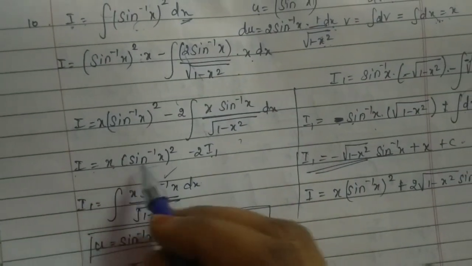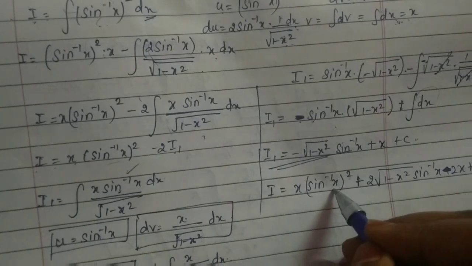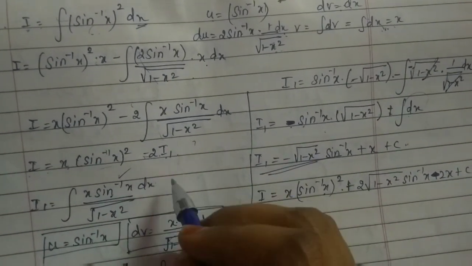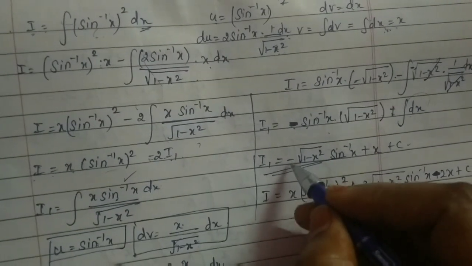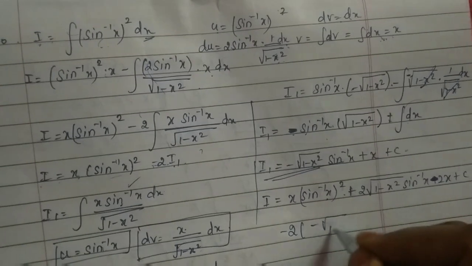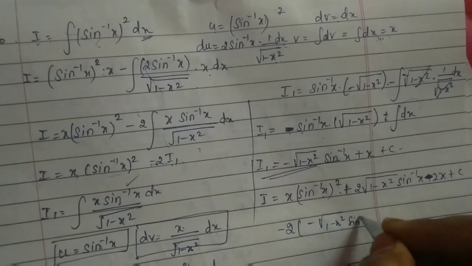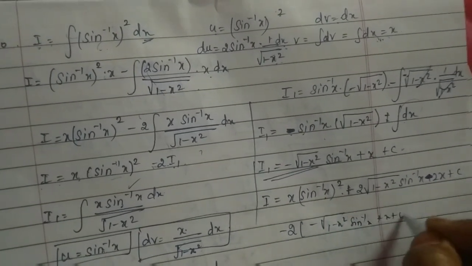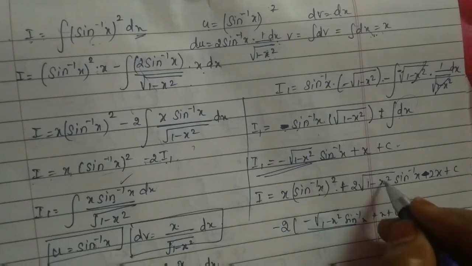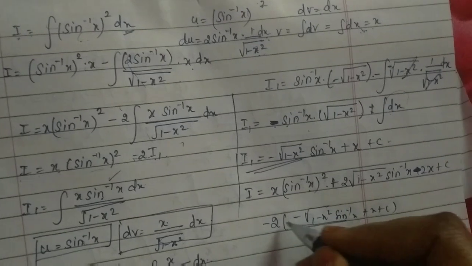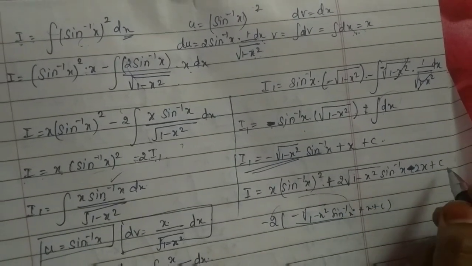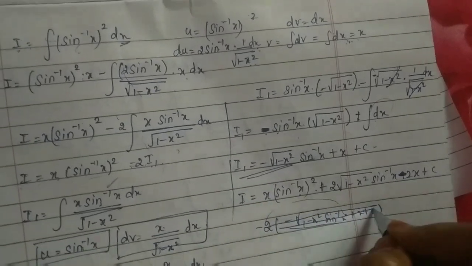I equal to x into sine inverse of x the whole square plus minus 2 into I1. Therefore minus 2 into I1. Minus 2 into I1 value is minus root of 1 minus x squared into sine inverse of x plus x plus c. Therefore minus 2 into this term you will get plus 2 into root of 1 minus x squared into sine inverse of x. Now when you multiply this minus 2 into x, you will get minus 2x, plus add constant of integration to it.